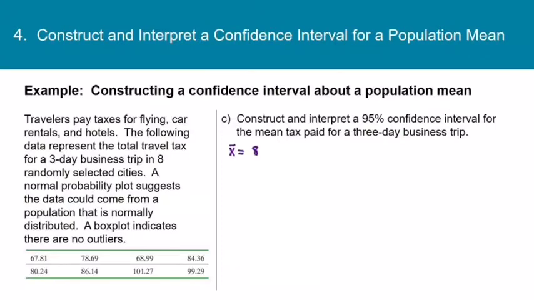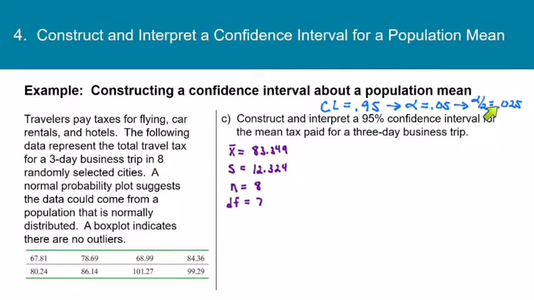Now part C says construct and interpret a 95% confidence interval for the mean tax paid for a 3-day business trip. Okay, we know that x bar is 83.349. We know from the one variable stats screen that S is 12.324. Now make sure you get S and not sigma because this is sample data. Therefore, we need to make sure we use the sample standard deviation. We know n is 8. Because n is 8, we know degrees of freedom is 7. Now, confidence level we know is 0.95, and that means that alpha is the complement of that, so alpha is 0.05, and that means alpha over 2 is 0.025.